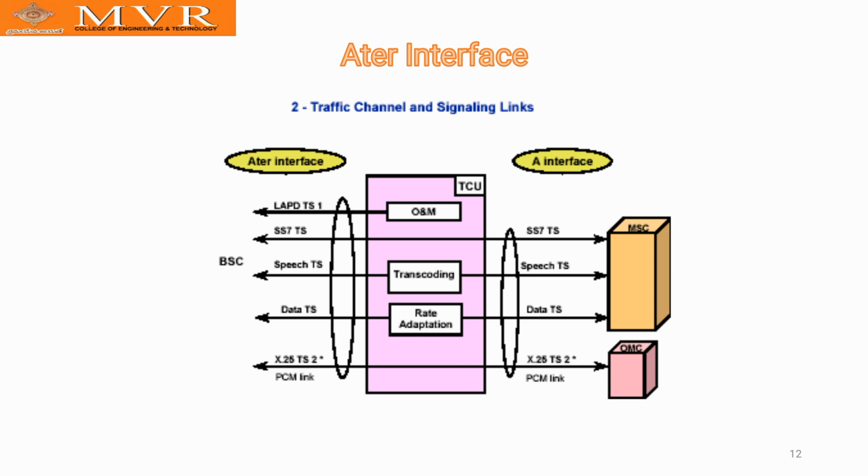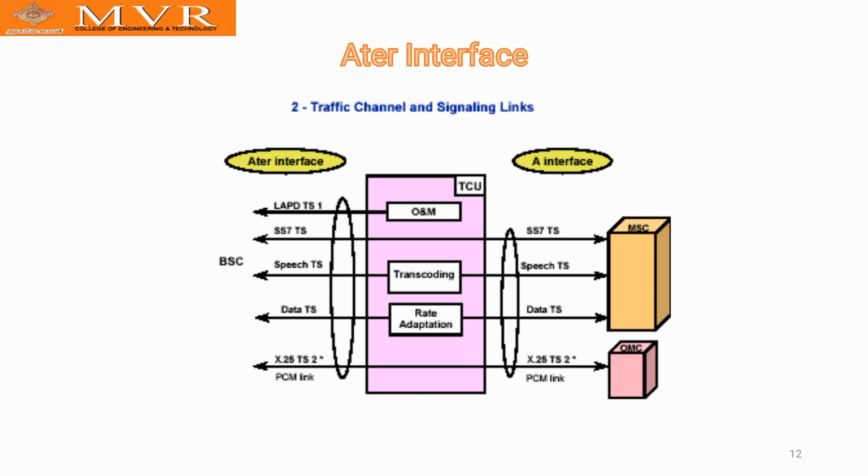Here the TCU, transcoder unit, will provide O&M and transcoding rate adaptation. The O&M covers whatever operation and maintenance is involved in this transcoder unit, and it will be given from the link access protocol of the D channel of TS1. Okay, traffic channel 1 and SS7, signaling system 7, of TS, and the speech is also based on the BSC. So the BSC to TCU interface is Ater, and the TCU to MSC interface is the A interface.